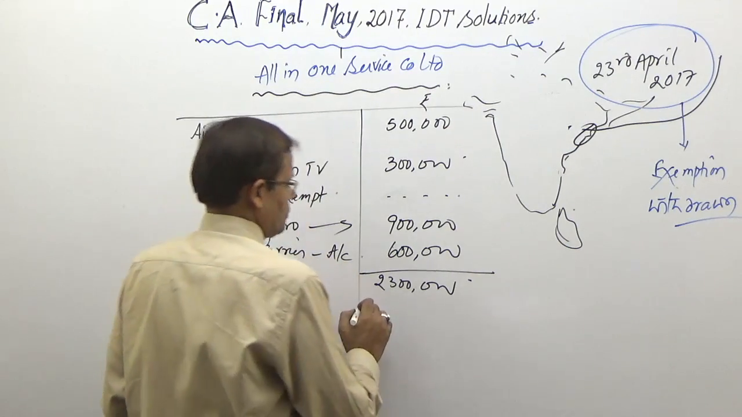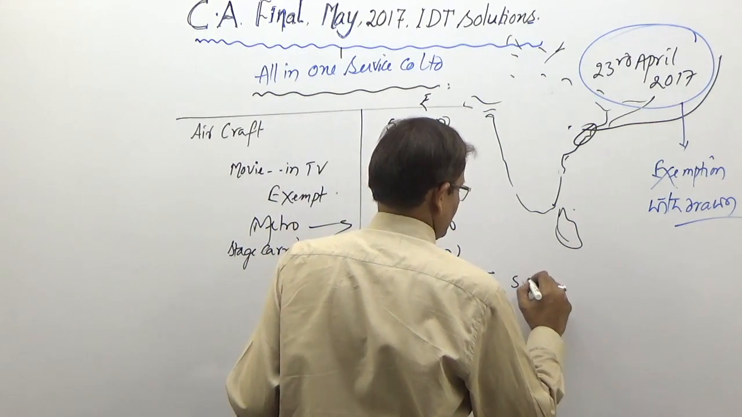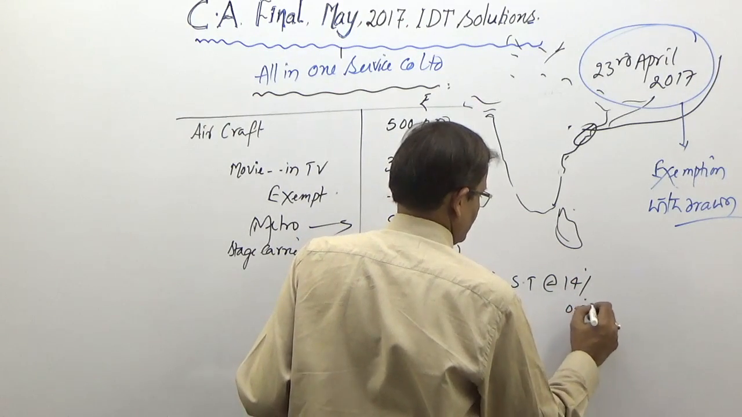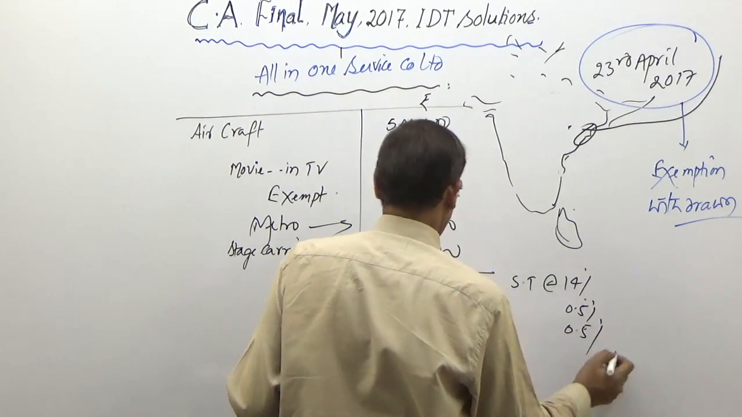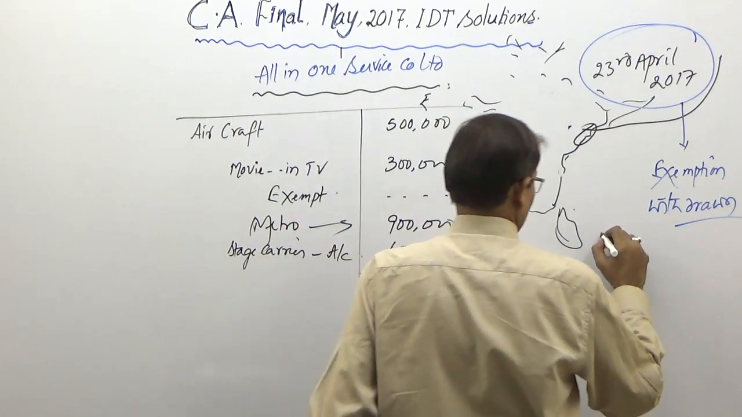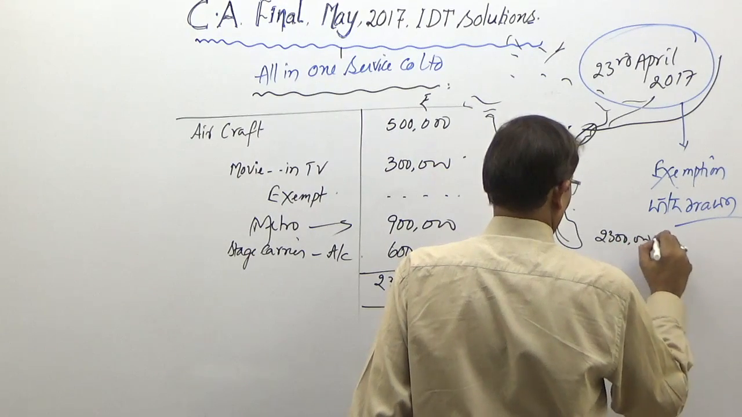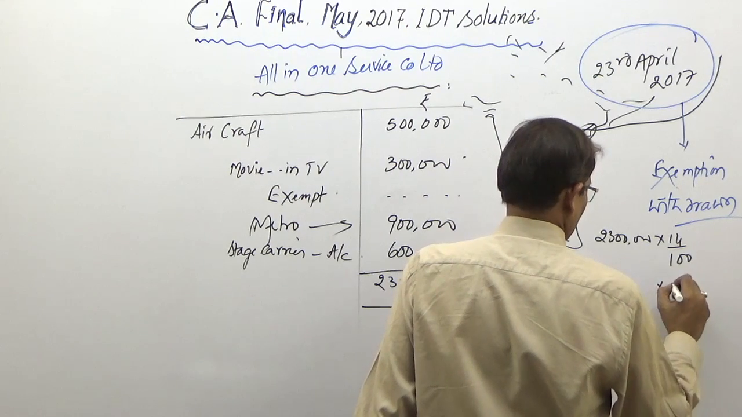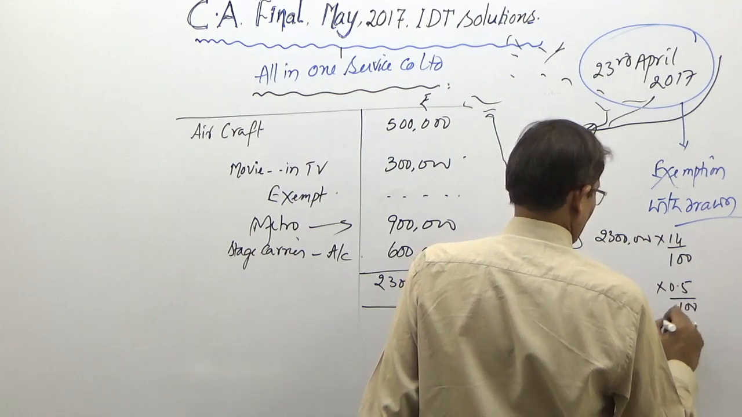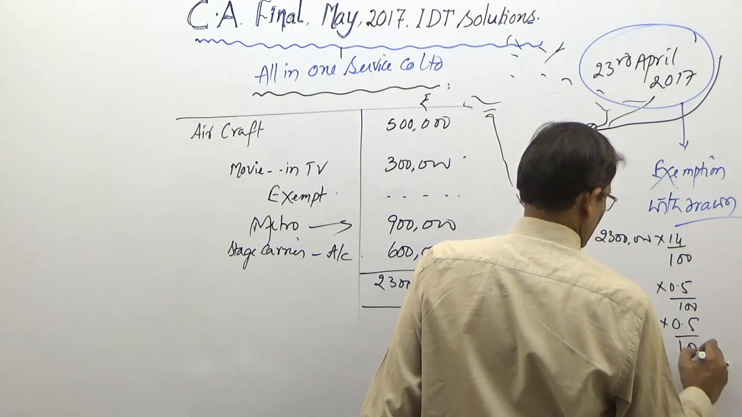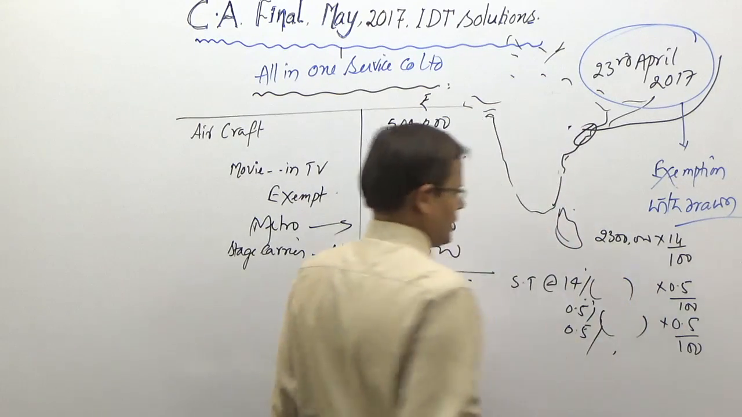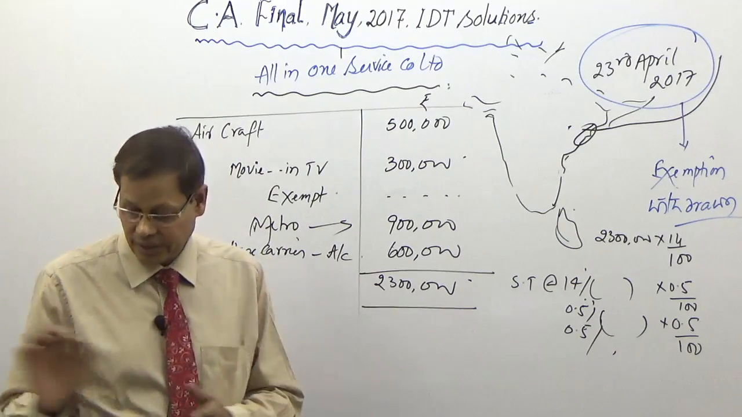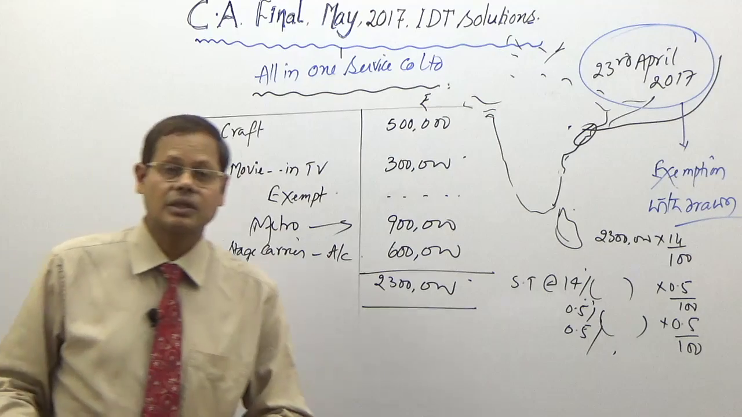Okay. So on 23 lakhs, service tax at the rate of 14% plus half percent plus half percent you have to add. So 23 lakhs into 14 by 100 and into 0.5 by 100 into 0.5 by 100. Calculations are left to you, final students, because it is excluding. He has very clearly given. If he doesn't give, what to do?